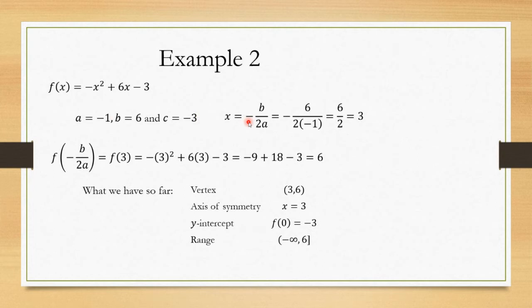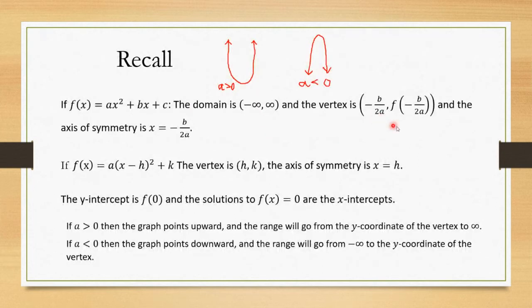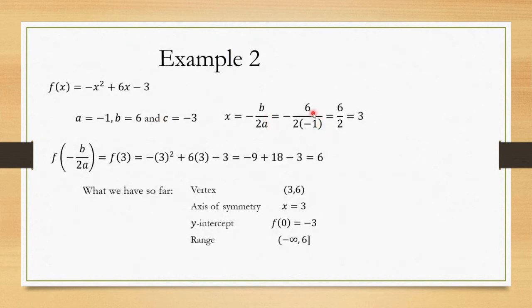Okay, so to get the vertex, we have to calculate this. The vertex has these coordinates, so really, you have to get the first coordinate. The y-coordinate, you just plug into the function. So we get negative b over 2 times a. In this case, we get negative 6 over 2 times negative 1. Double negative makes it positive. 6 over 2, which is 3.